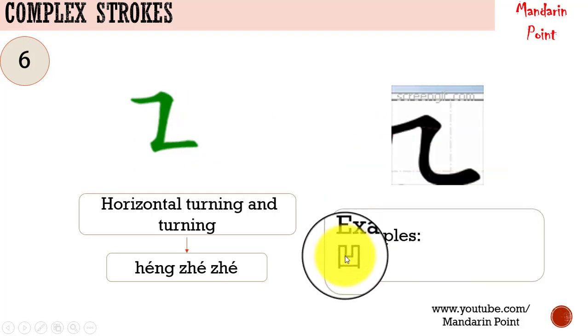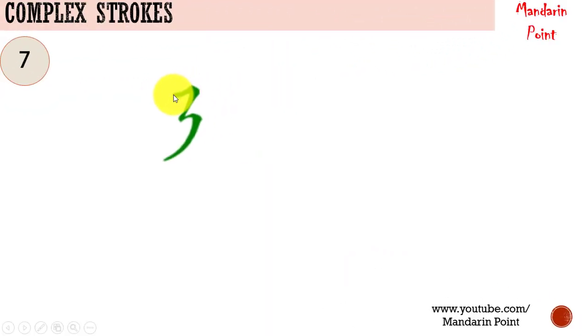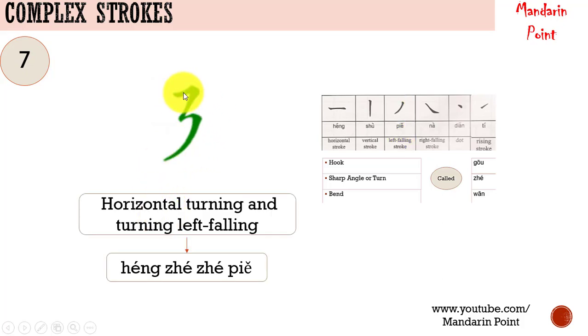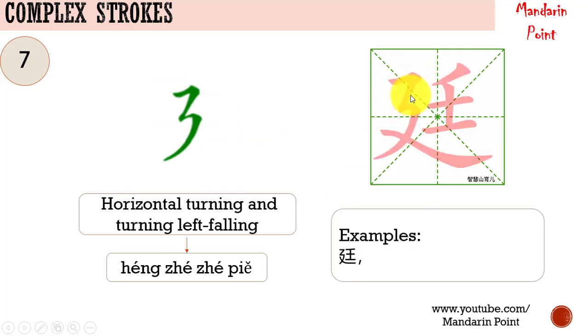Okay, the next one, horizontal stroke, sharp turn, and this one is left falling, doesn't it? Pie, so it is hang zhi zhi pie.